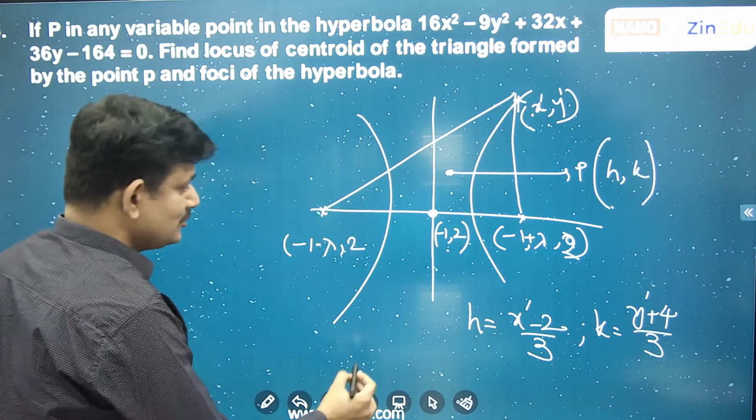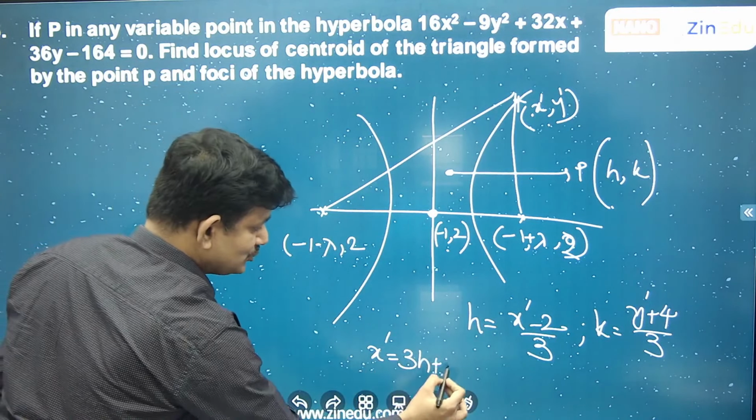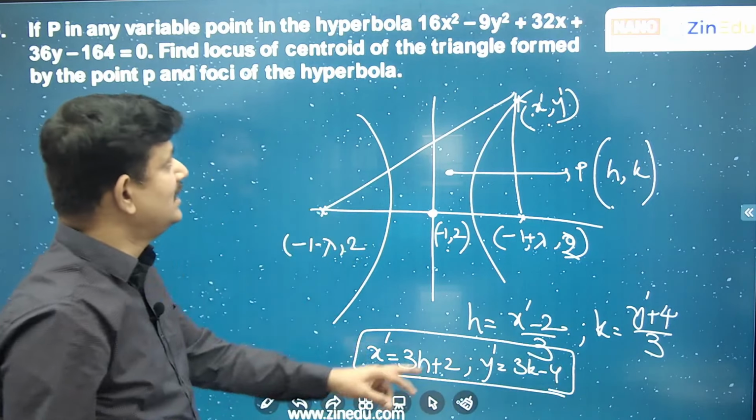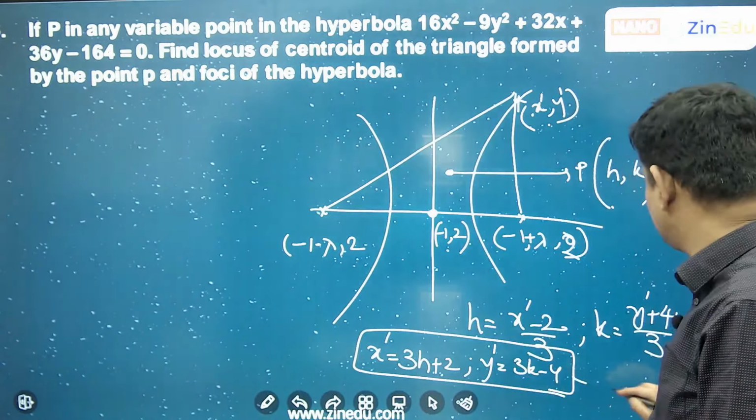So x dash is how much? 3h plus 2. Y dash is how much? 3k minus 4. What is the speciality of x dash and y dash? It satisfies this equation. So take this back and substitute in the given equation. You have the locus ready. Okay, not at all any calculations required. It is basically finding the center, which you can just observe here and find.